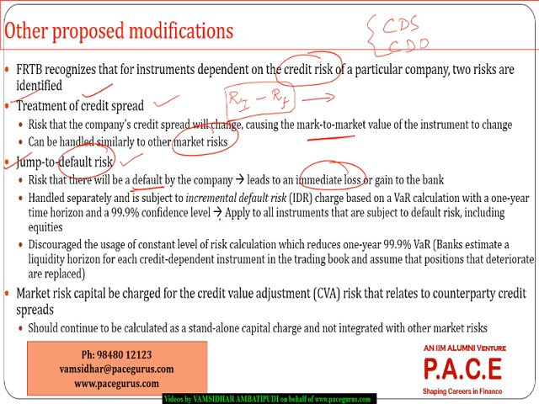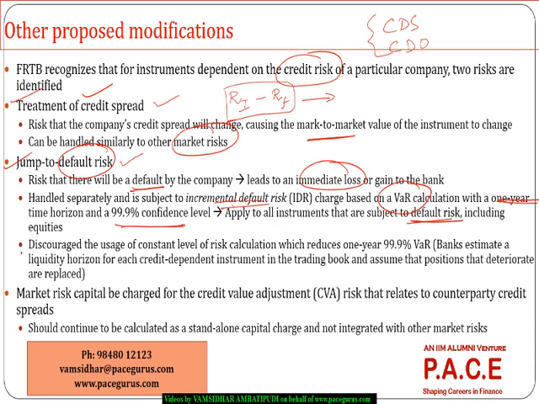And associated with the jump to default, we are talking about an incremental default risk, which is called IDR. It is based on the VAR calculation, with a 1 year time horizon and 99.9% confidence level. So this is what was used even for the credit VAR calculation earlier. It is applied to all the instruments that are subject to default risk, and even equities associated with default, that portion is applicable to the equities as well.